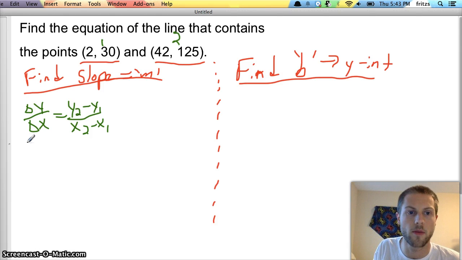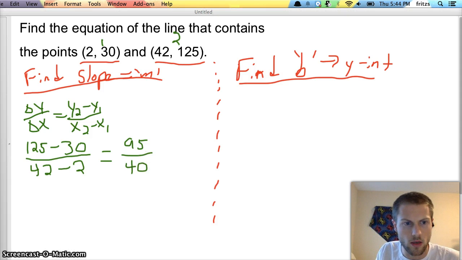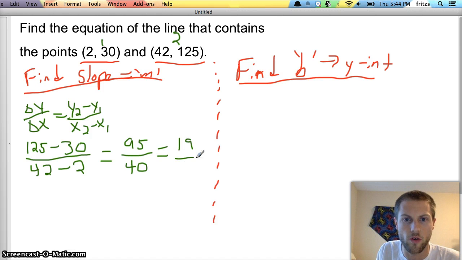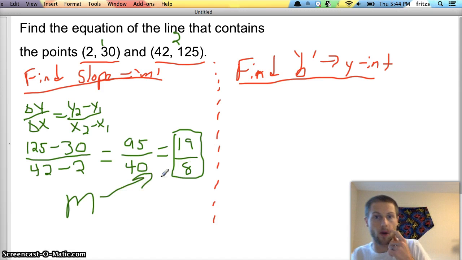So my y, I'm going to pick 125 minus 30 divided by 42 minus 2. Let's crunch some numbers there. That's going to equal 95 over 40. And that's going to equal out to be, I believe, 19 over 8. That is our slope. So what I have right here, this is all my m value. I'm going to be needing that to find my b.